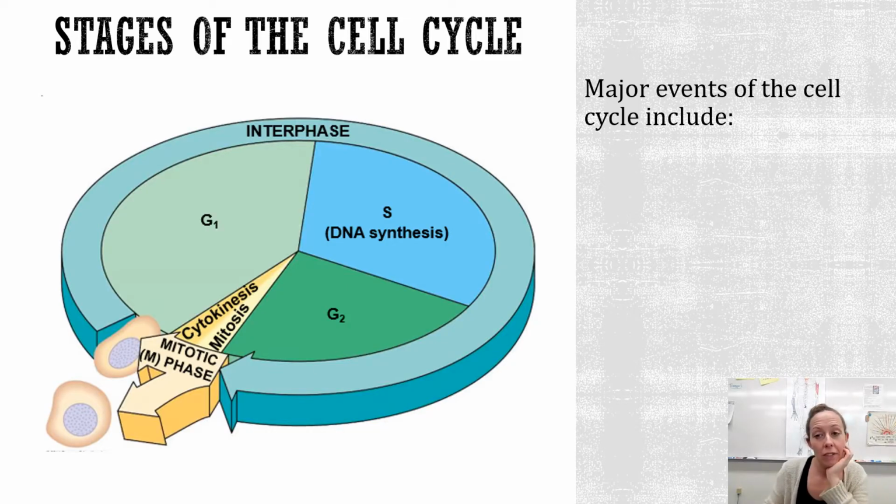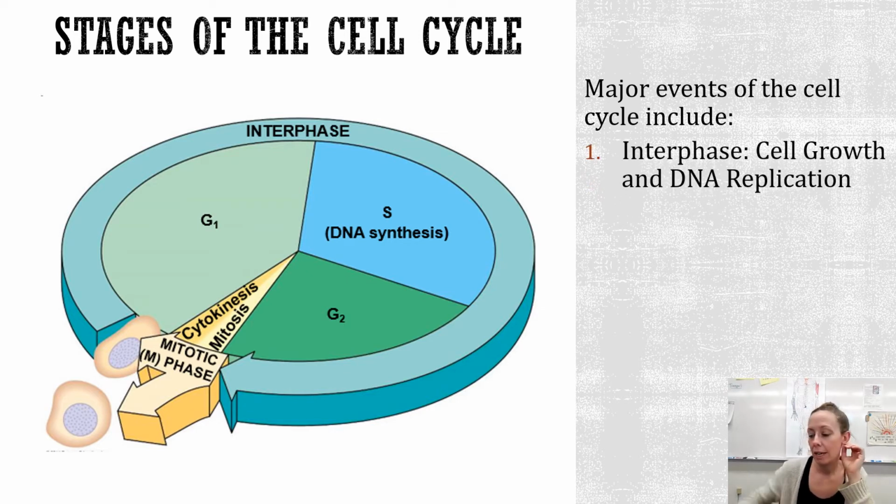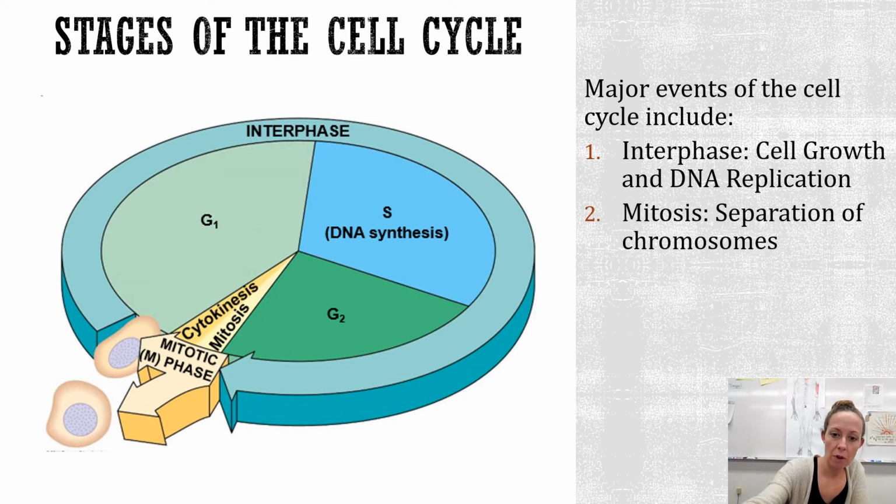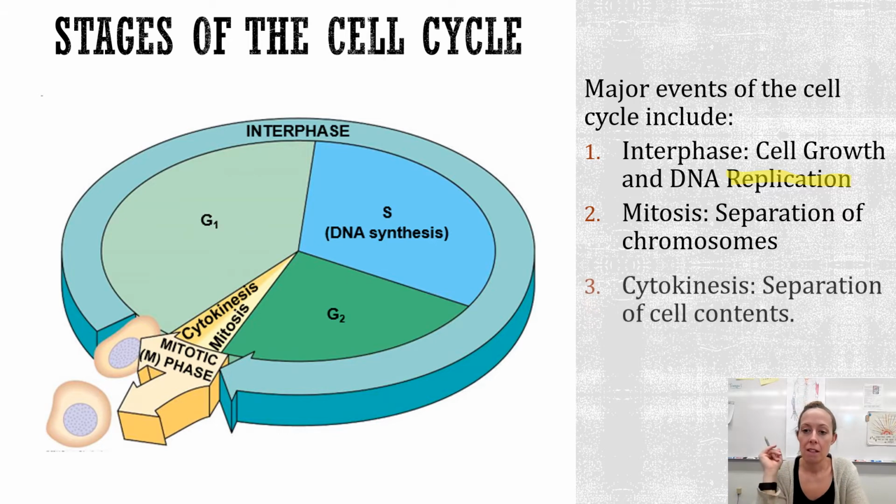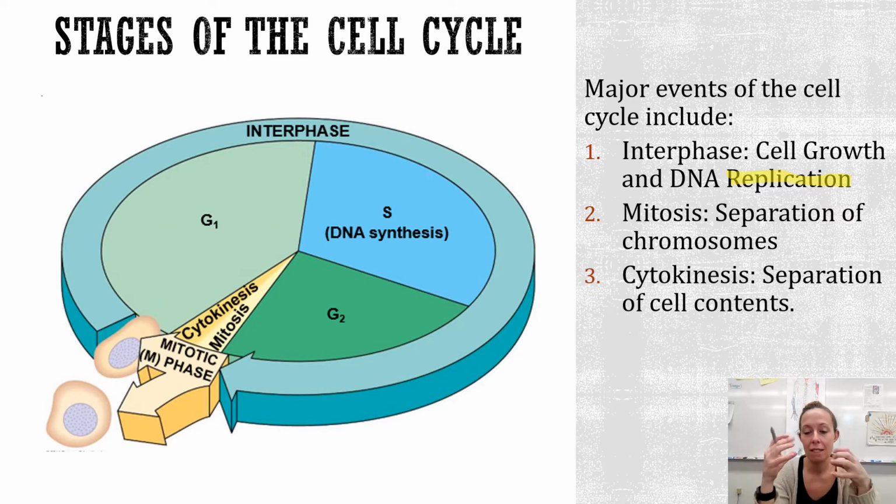So there are major events or stages during the cell cycle. The first one is interphase. Interphase is when the cell grows and the DNA replicates. Another word for replication, right, would be to copy. All right, that's another word to replicate. The second part of the cell cycle is mitosis, which is when the chromosomes separate and the nucleus splits in half. All right, and then the third part of the cell cycle is cytokinesis, which is when the cytoplasm separates in half. Okay, so three parts: interphase, mitosis, cytokinesis. We'll go into each one in more detail in the next slide.